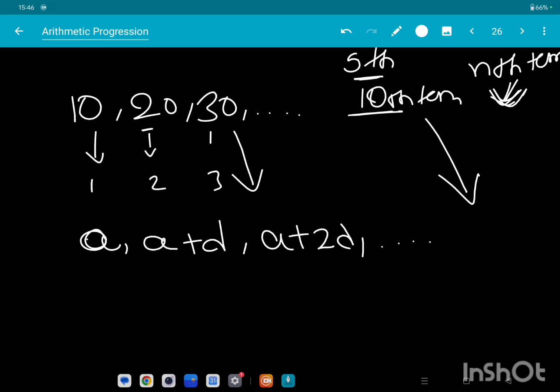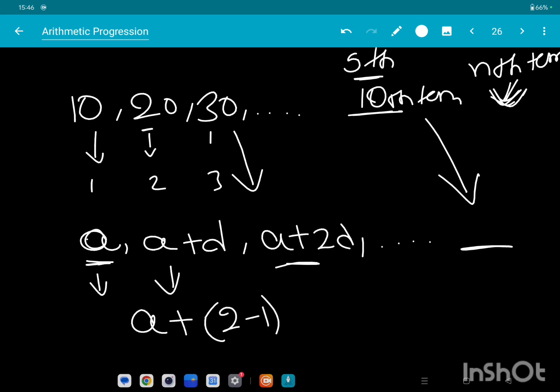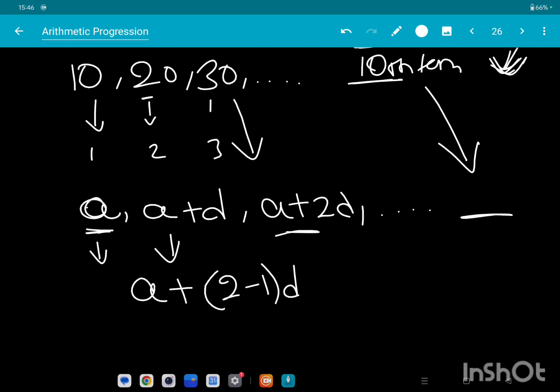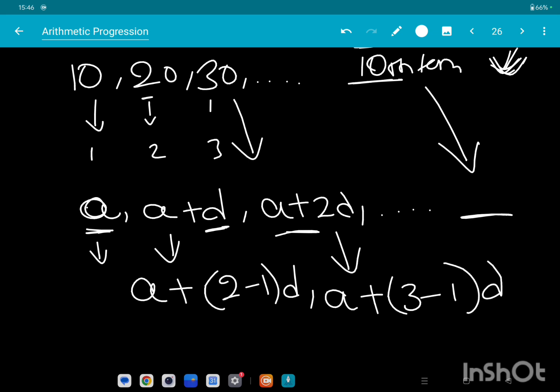Here I want the 10th term. What does it mean by 10th term? How can I write it in this form? Did you observe one thing? Here a means the first term. A plus d, can I write it as a plus 2 minus 1 into d? Is it possible? Yes, it is, because here d only is there. 2 minus 1 means 1. And here a plus 2d, can I write it as a plus 3 minus 1 into d? Yes, I can, because 3 minus 1 is equal to 2, so 2d.